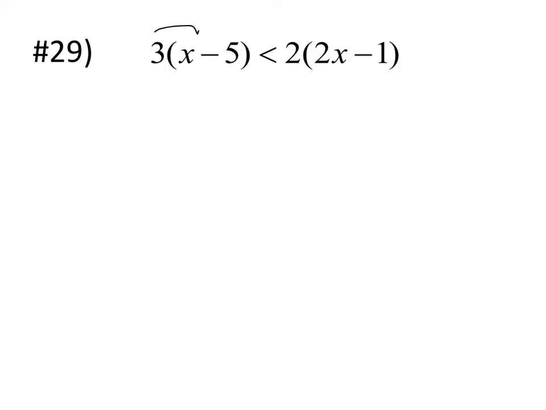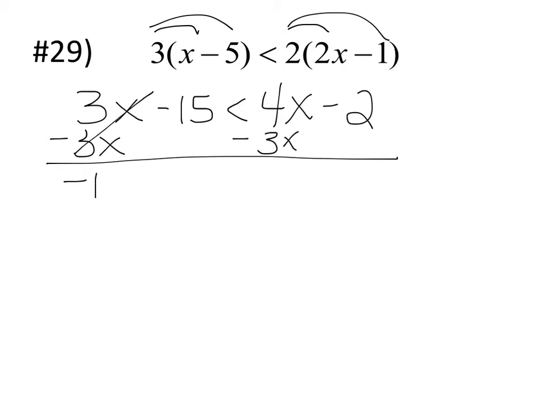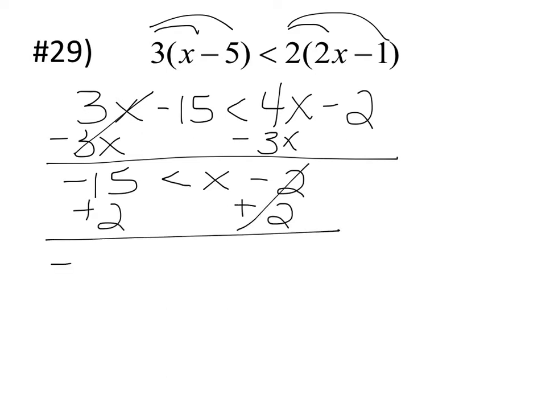Alright, let's go ahead and distribute here. Here we have 3x minus 15 is less than 4x minus 2. We'll move our smaller x over to our larger x, giving us negative 15 is less than x minus 2. Here we're going to add 2 to both sides, giving us negative 13 is less than x. I'm going to flip this around to put our variable first. Remember, your alligator mouth is opening to the x, so make sure your alligator mouth stays open to the x.